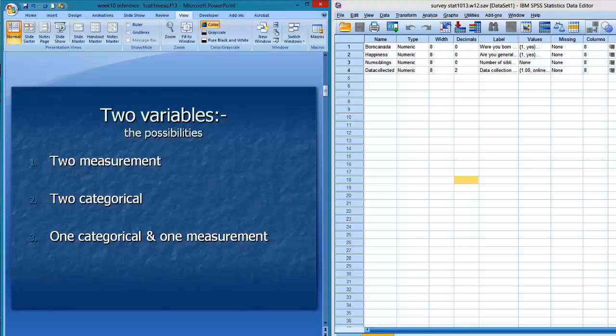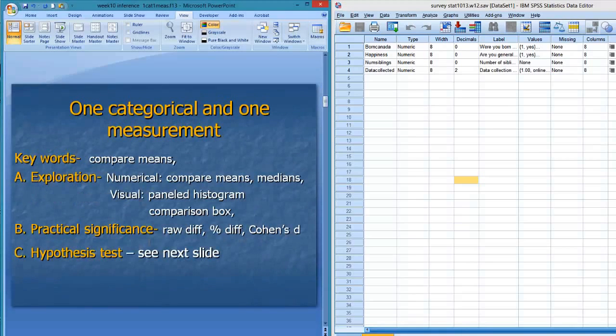We've already covered two categorical variables and two measurement variables. When we look at one categorical and one measurement variable, what we're going to be doing, and think about this for a second, is comparing means. One categorical and one measurement. Keywords: compare means. When we explore, we compare means, medians, standard deviations, etc. Visually, a paneled histogram and a comparison box plot.